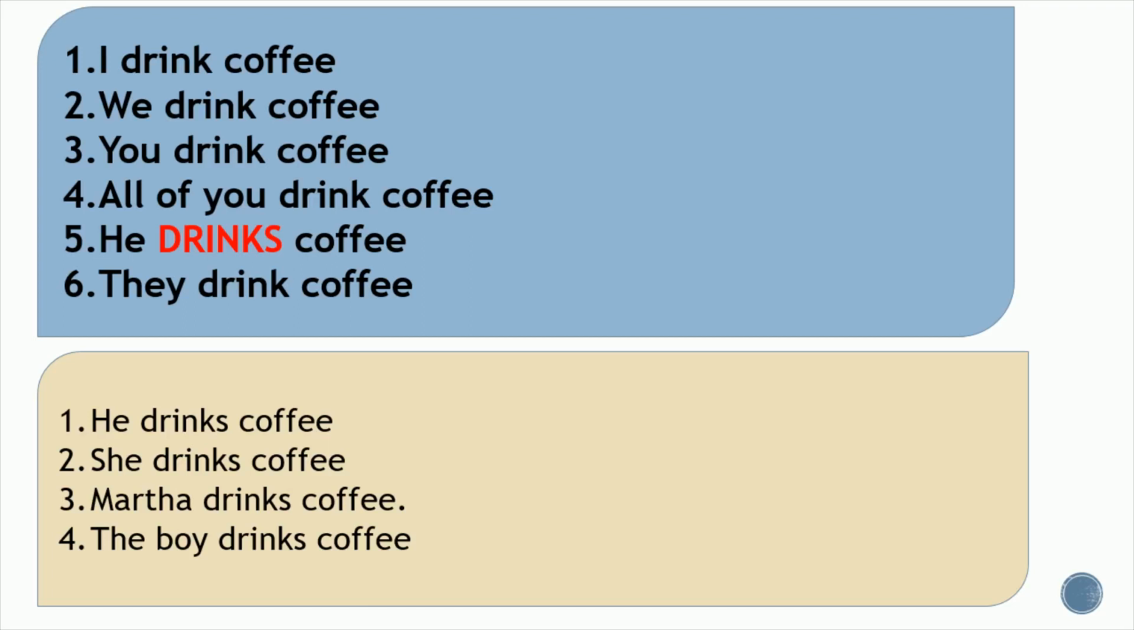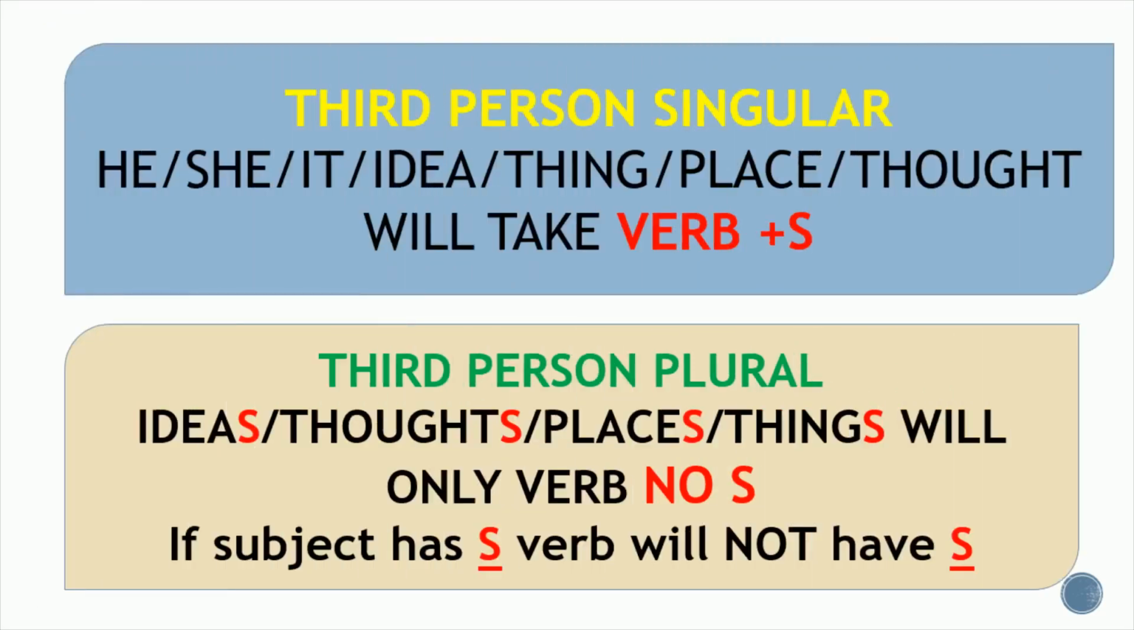That means there is subject verb agreement. Let's revise the rule once. Third person singular. What is third person singular? He or she or it or any idea, anything, any place, any thought or any name. All these belong to the category of third person singular.